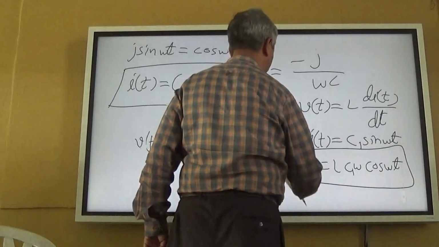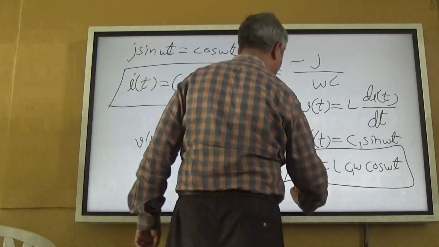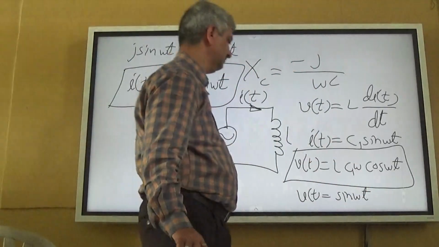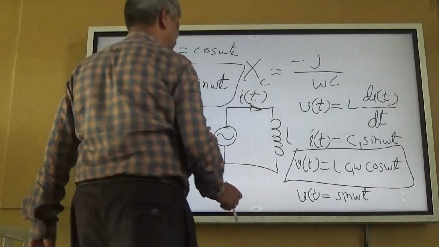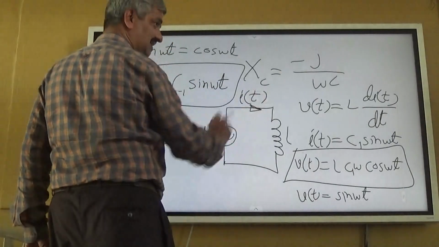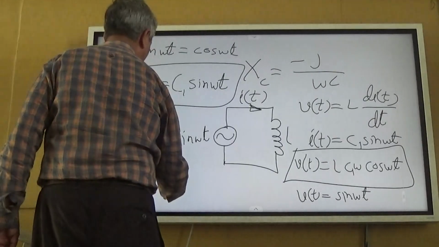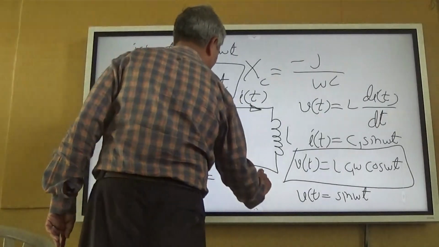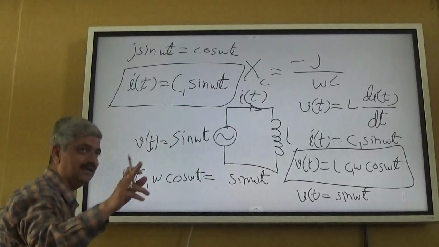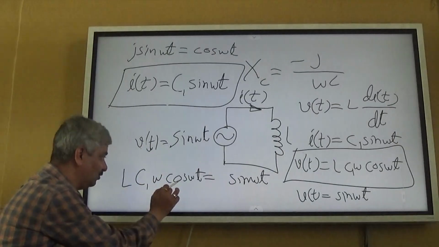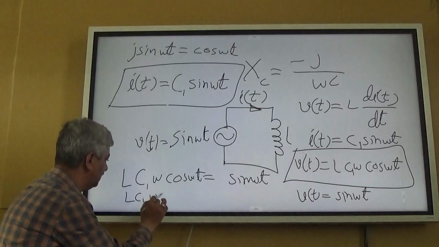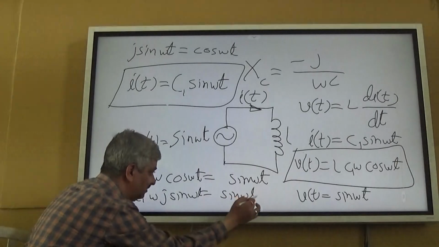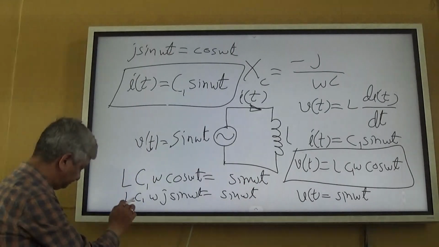I'm sorry. But vt is equal to sin omega t. Now we equate from here, L c1 omega cos omega t is equal to sin omega t. Right, so he is understanding everything I want to explain further. Cos is j sin, so L c1 omega j sin omega t equals sin omega t. Right, so sin omega t gets cancelled.